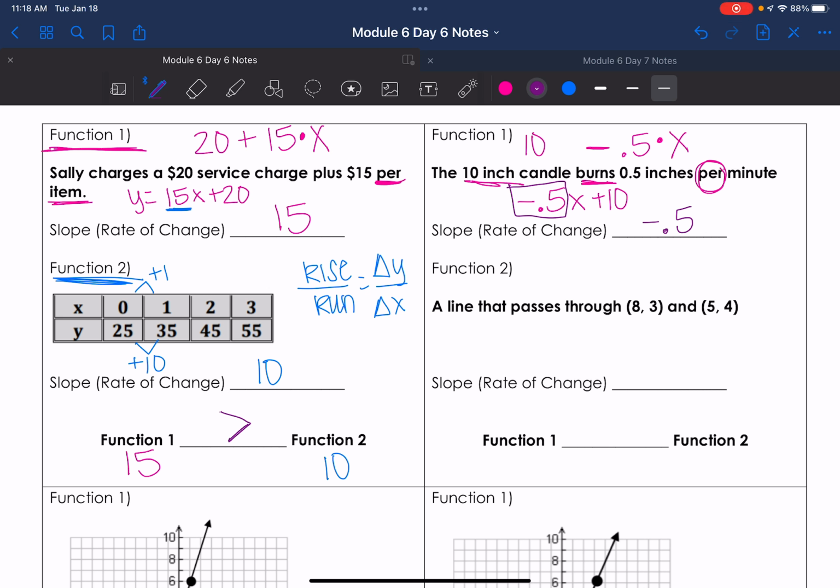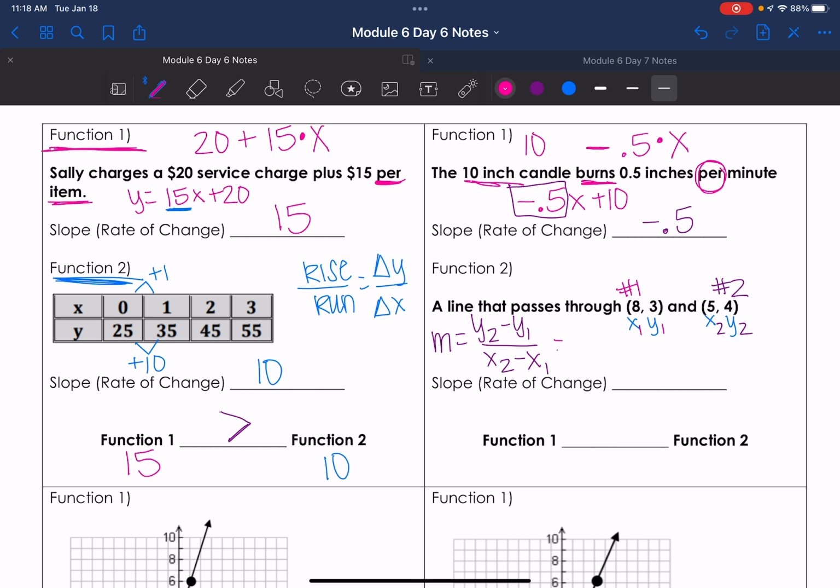Okay? Then we look at a line that passes through these 2 points. So I'm going to go ahead and label my pairs. So I've got x and y, an x and a y. And because this is ordered pair number 1, this is x1, y1. Because this is ordered pair number 2, x2, y2. Then I'm going to use that slope formula of m equals y sub 2 minus y sub 1 over x sub 2 minus x sub 1 and plug in my numbers.